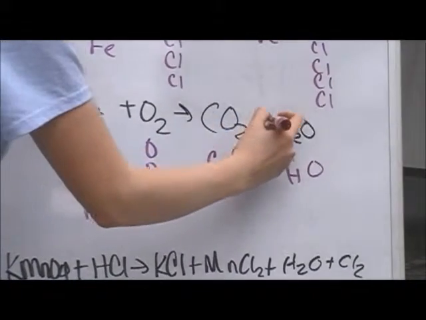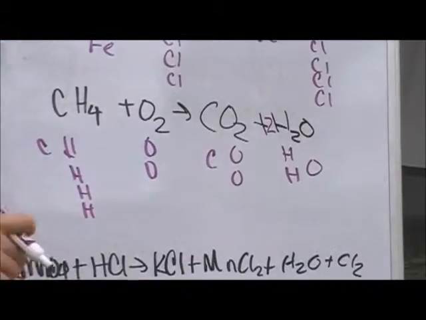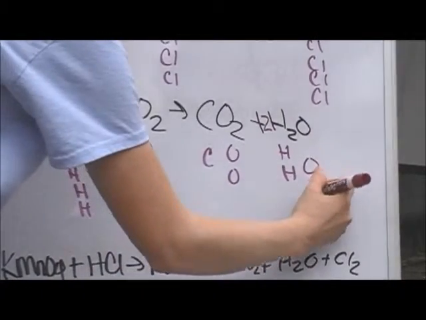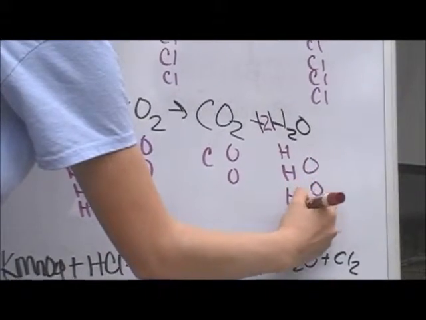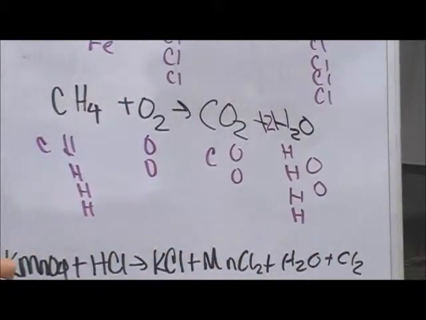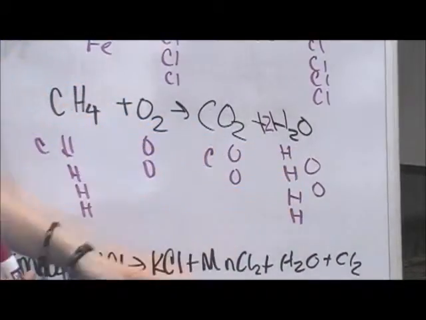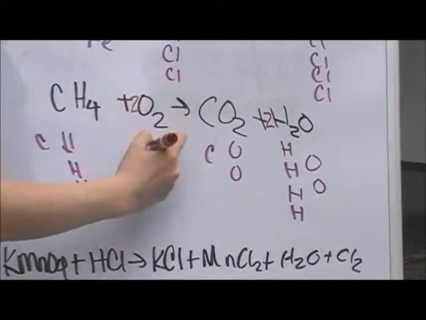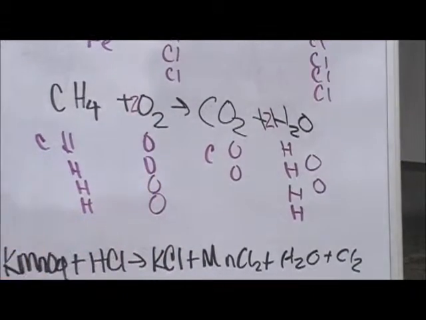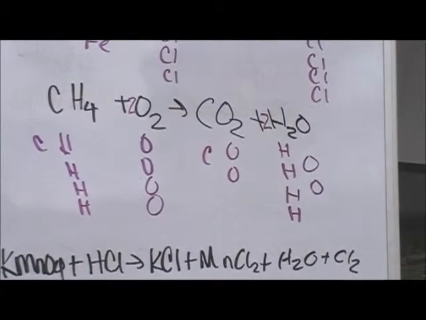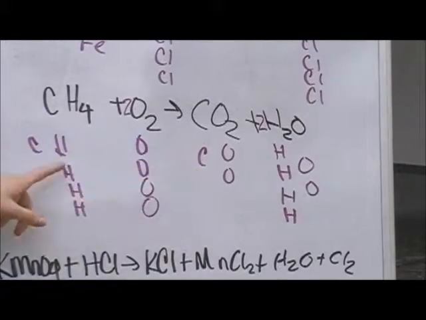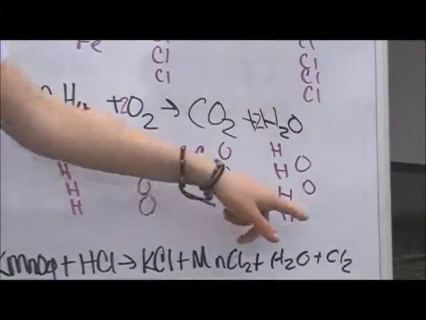So if we add a second H2O, that means we would have 2 O's, and we would add 2 more H's and 4 H's. So now we have 4 O's on this side, and if we put a 2 in front of the O2, we would get 2 more, so we would have 4 O's. So now we have 1 C, 4 H's, and 4 O's on each side.